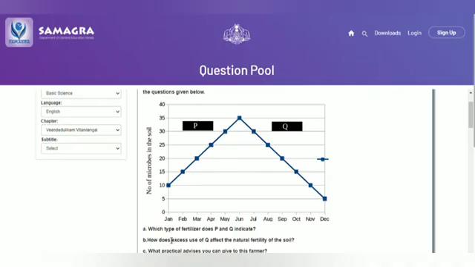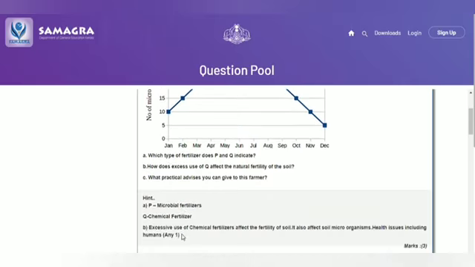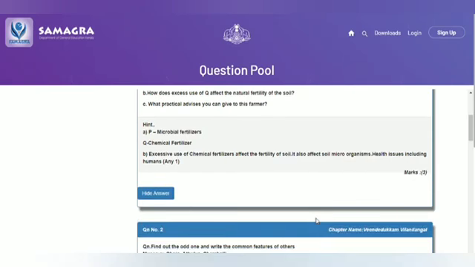First, which type of fertilizer do P and Q indicate? P indicates the microbial fertilizer and Q indicates the chemical fertilizer. How does excess use of Q affect the natural fertility of the soil? Excessive use of chemical fertilizers affects the fertility of the soil. It also affects soil microorganisms and causes health issues including in humans.